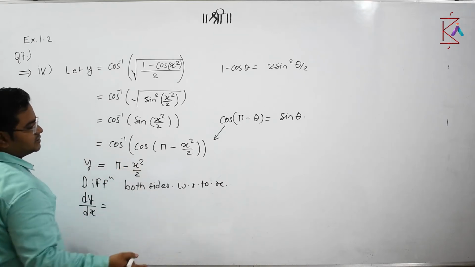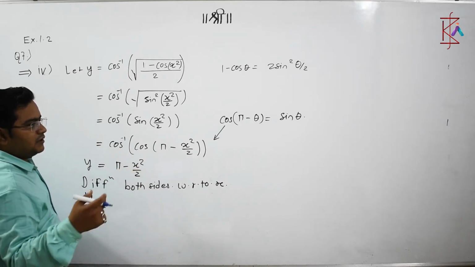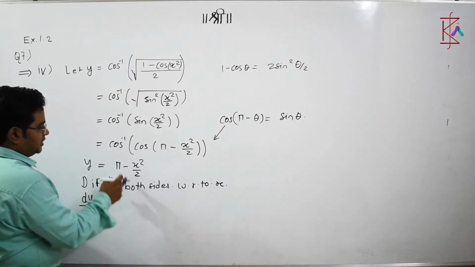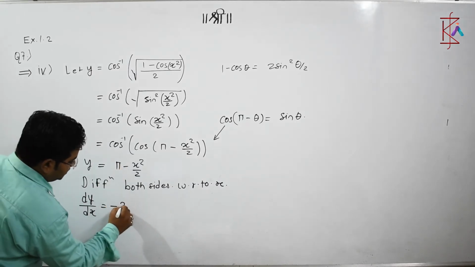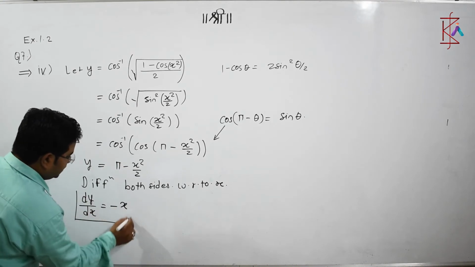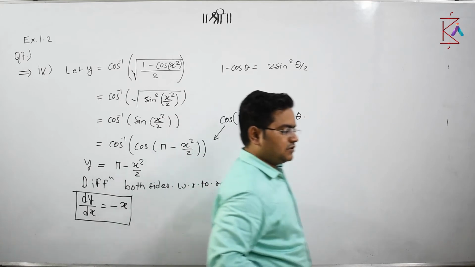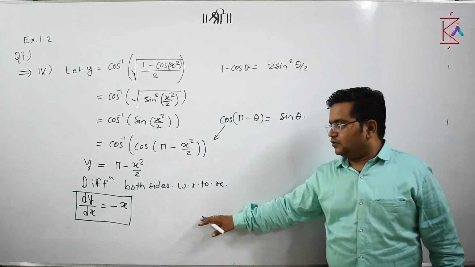So x square differentiation is nothing but 2x. Okay, and divided by 2 means what? 2 will get cancelled, only x will remain, but here is the minus sign, therefore minus x is our final answer. And what about the pi? Pi's derivative is 0 because it is constant. Okay, hope you got it.